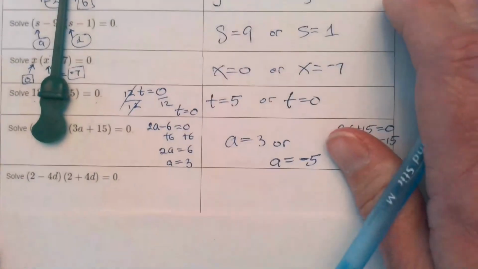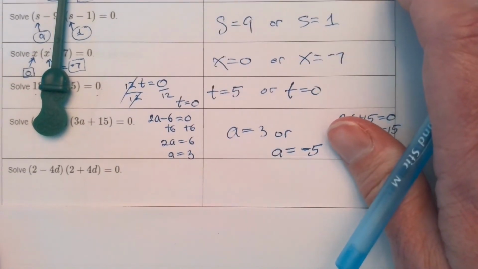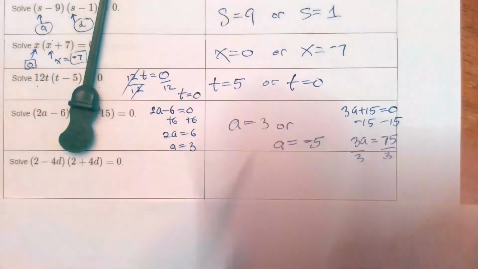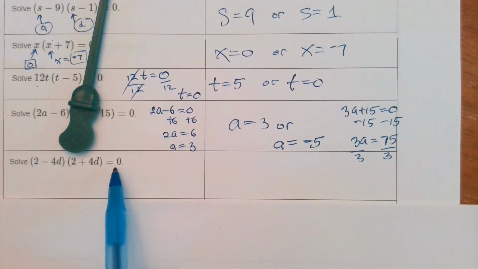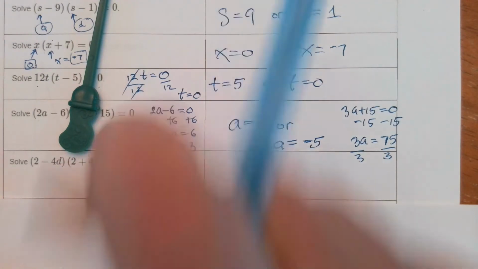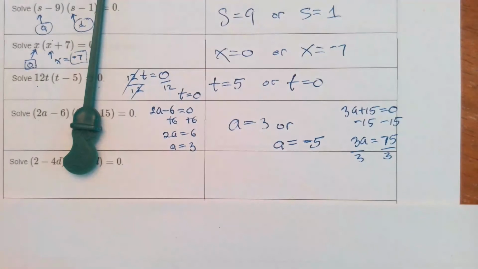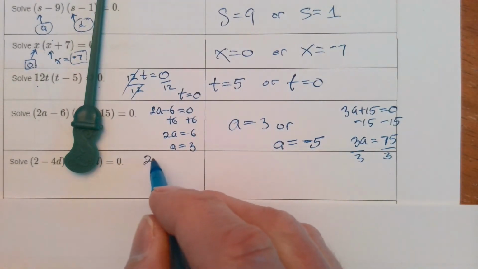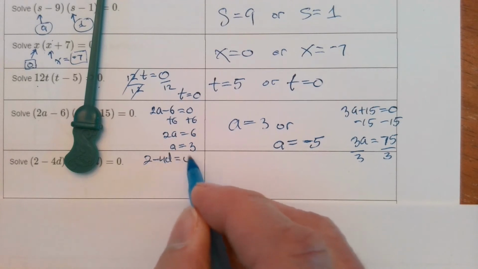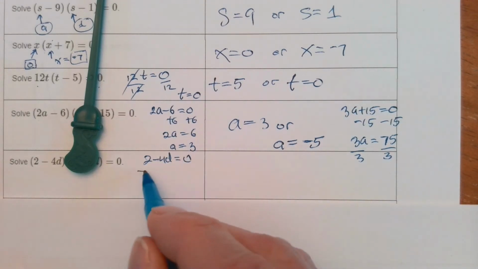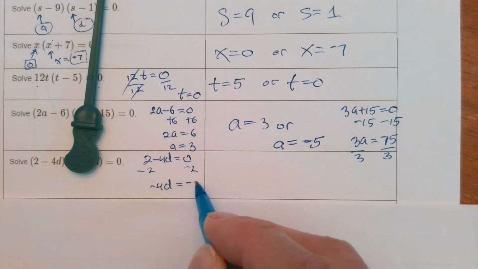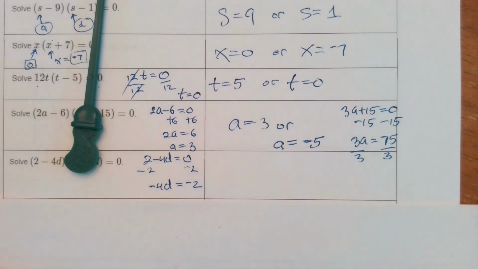Well, let's do one more like that where we actually have to solve some equations. Remember the theory behind it. Either this factor is 0 or this factor is 0. So you consider them one at a time. Solve 2 minus 4d equals 0, and do that by subtracting 2. So negative 4d equals negative 2. Now divide both sides by negative 4.